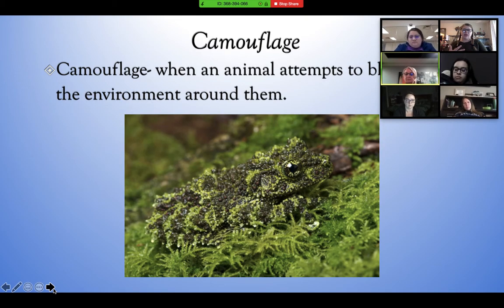So the first one is camouflage. So when an animal attempts to blend into the environment around them, so this is a Vietnamese mossy frog, and the clue that you can give them other than just the picture is that they actually couldn't find them for so many years that they thought that they were extinct, and it wasn't because they weren't there. There were thousands of them there. They just couldn't find them.